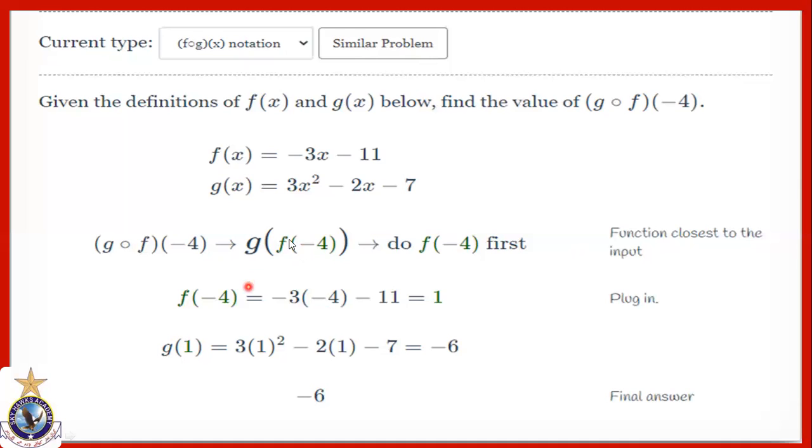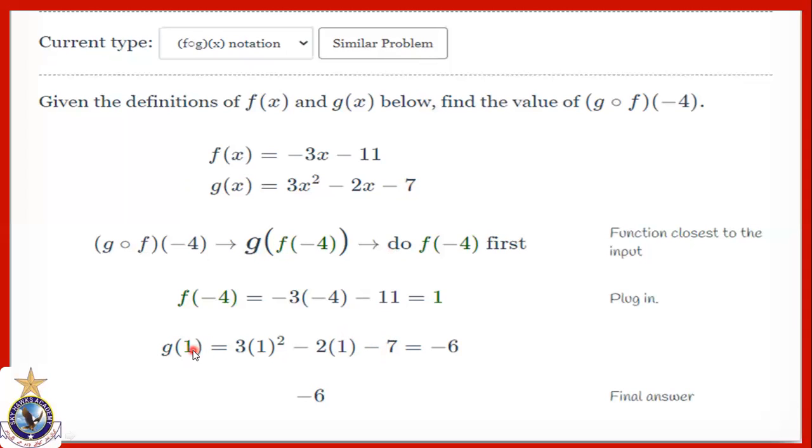So g is over here, and f at minus 4 is thus 1, as we have just calculated. We look back at g(x). If g(x) is defined in this way, we replace each and every x with 1. So g(x) becomes 3 times x replaced with 1, and the square stays as it is, then minus 2 times 1, and minus 7 stays as it is.